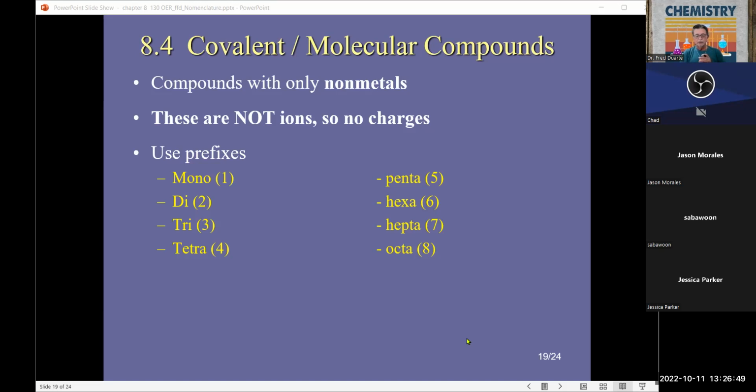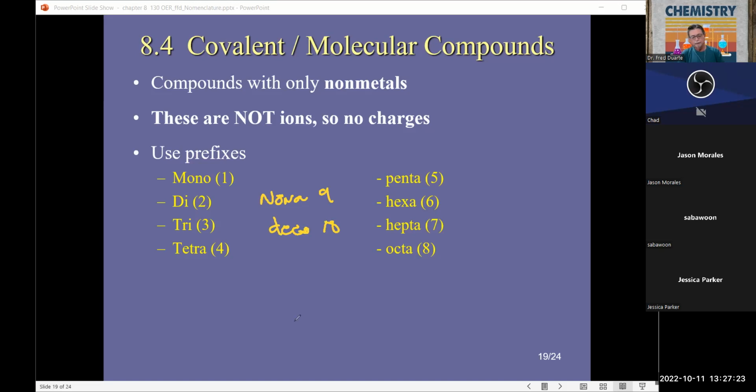Okay. Now, if there's only one atom bonded to the central atom, like I just did carbon monoxide, then we use the prefix mono, which is one. So mono is one, di is two, tri is three, tetra is four, penta is five, hexa is six, hepta is seven, octa is eight. Normally we don't go any higher, but if we did, this is nine, nona, and then deca is 10, okay?